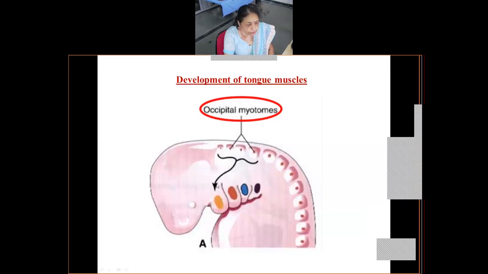So the myotomes, those muscle cells, will migrate to the first arch, and they will form the tongue muscles. The tongue muscles are developed from the occipital myotome.